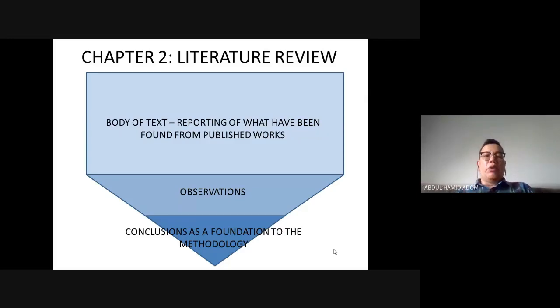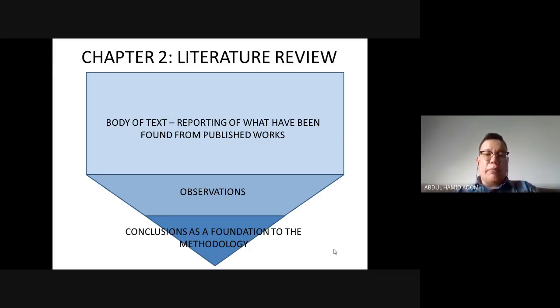For the literature review, usually the way we do it, initially we'll talk about the body of text, reporting what you have found from the published works. Then your observations. These observations should be your views, what you think, and it should focus down to the conclusions as the foundation to the methodology.